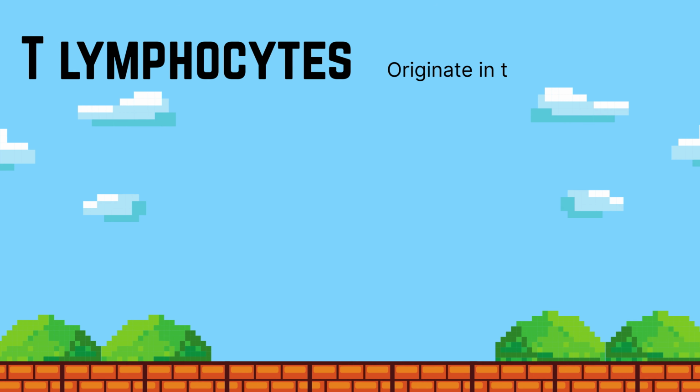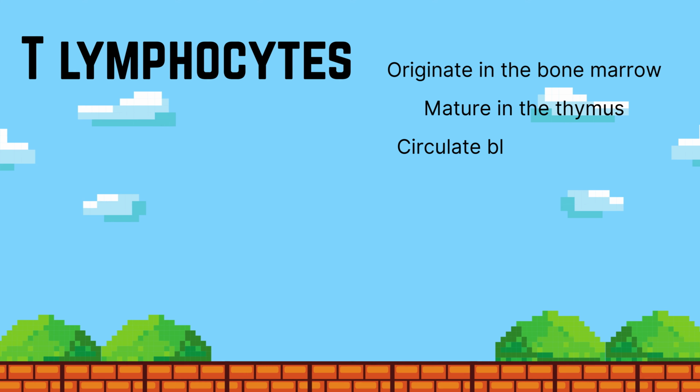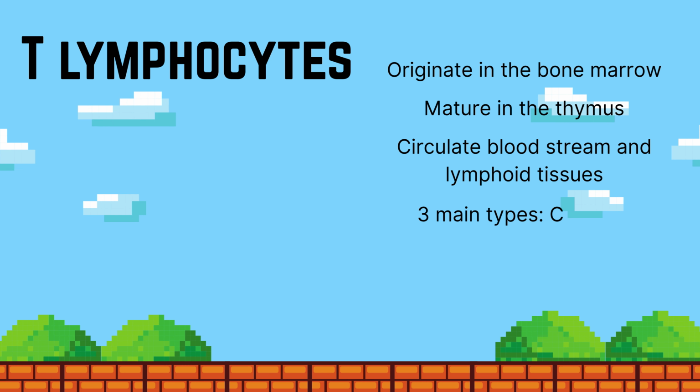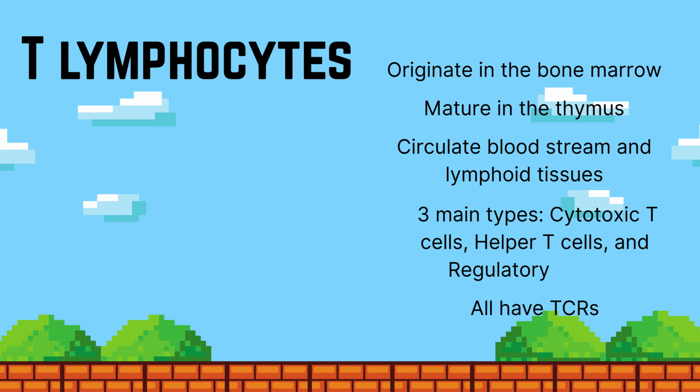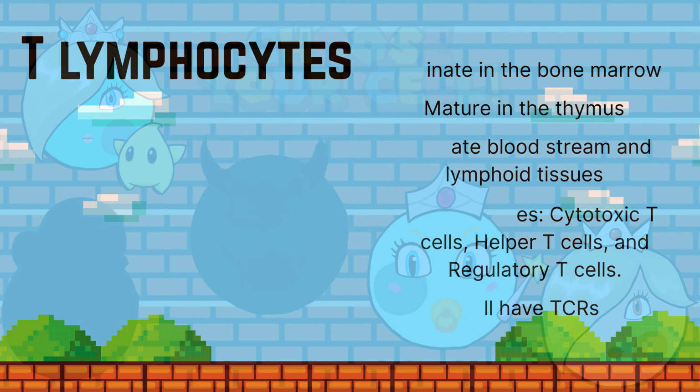T cells originate in the bone marrow, but they mature in the thymus, which is a small organ above the heart. They circulate in the bloodstream and populate lymphoid tissues such as the spleen, lymph nodes, and tonsils. There are three main types of T cells. These are cytotoxic T cells, helper T cells, and regulatory T cells. All mature T lymphocyte cells have T cell receptors, which enable the cell to recognize and respond to antigens.